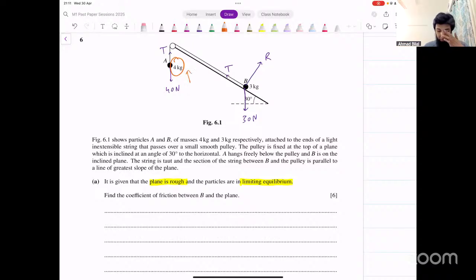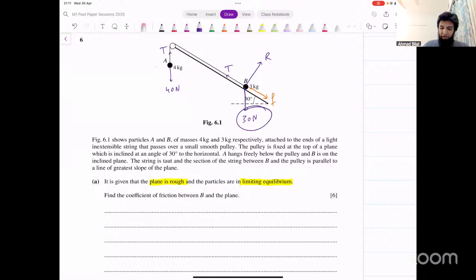Even though they've not mentioned which side the particles are going to move in, you can clearly see that this is 40 Newton and the component of B in this direction is going to be less than that, of course, because its total weight is 30. So that component is going to be even less than that. So the particles are going to try and move this way, that A goes downwards and B goes up. Now, if that happens, what about friction? Where does friction act? Friction opposes the motion of B and that acts in this direction. These are all the forces that are acting.